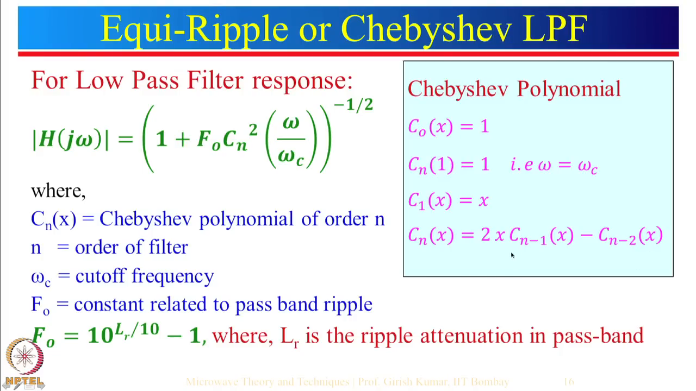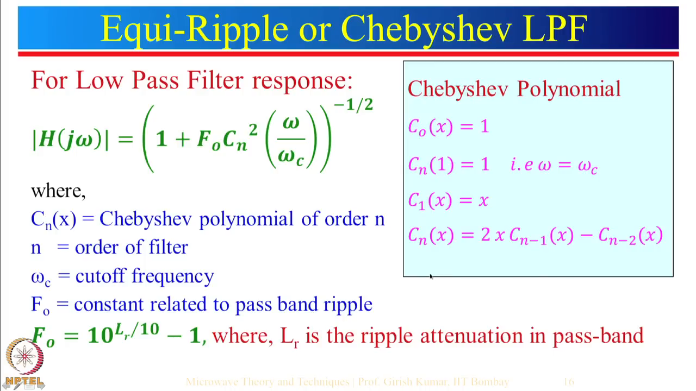I will just make it simple for you. Let us say we want to find C2, so for n equal to 2, let us see what that will be. This will be 2 into (2 minus 1) C1. So, what is C1(x)? It is equal to x. So, this term will become 2x, minus C(n minus 2), which is 2 minus 2 is 0, so that will be 1. So, we can say that C2(x) is nothing but 2x minus 1.